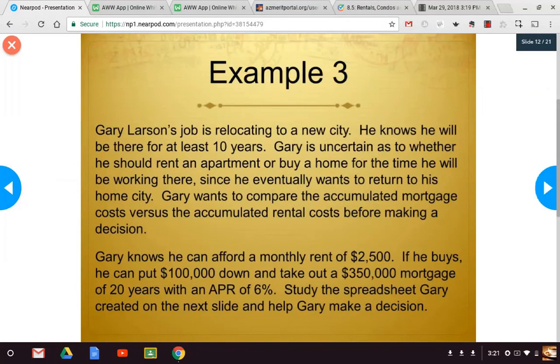What we know about Gary is he can afford a monthly rent of $2,500, and if he buys a house, he can put $100,000 down and take out a $350,000 mortgage with a 20-year loan and an APR of 6%. So we're going to study the accumulated mortgage and accumulated rent spreadsheets and see if we can help Gary make a decision.